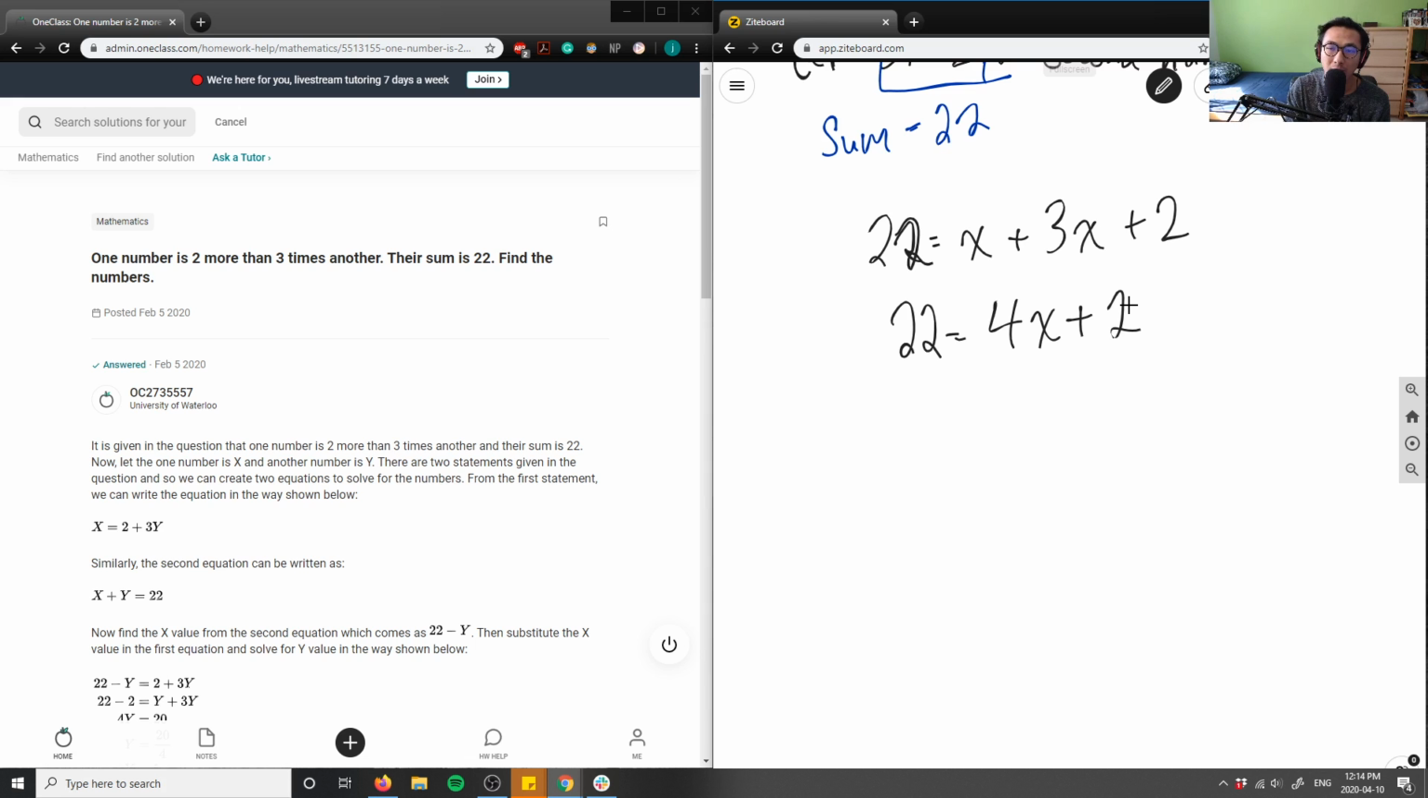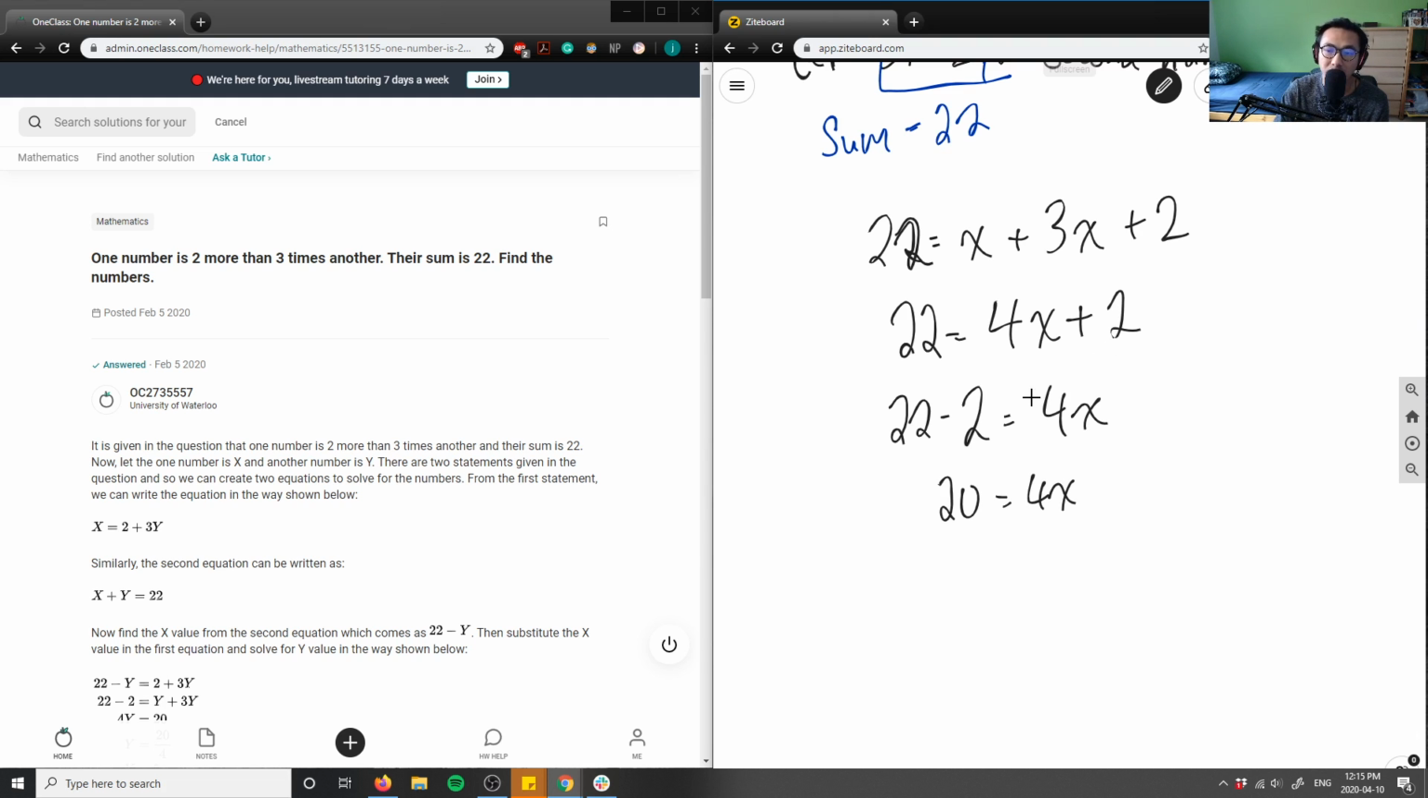So 22 equals 4x plus 2. I'm going to subtract 2 from both sides. So in this case, I will have 22 minus 2 equals 4x. And then plus 2 minus 2, these 2 cancel out here. 22 minus 2 is 20 equals 4x.